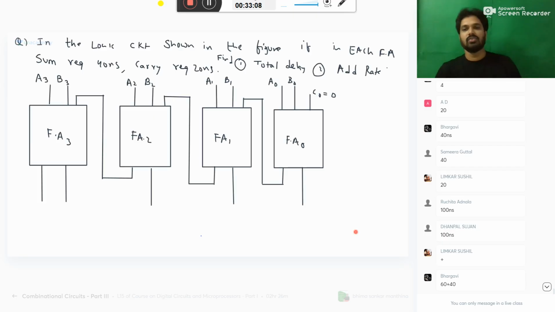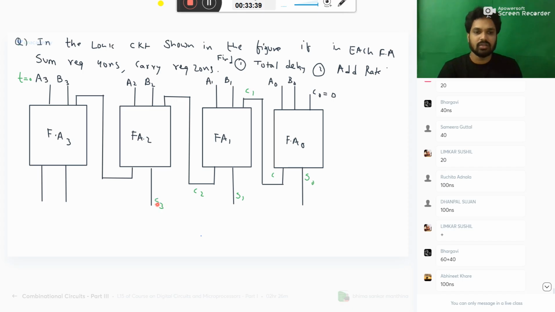Now come here. So those who have doubt in this delay formula, now it will get clear. Just understand carefully. At time t equal to 0, you applied A3, B3, A2, B2, A1, B1, A0, B0. So at time t equal to 0, you have applied this A and B. Then at what time you get this sum? At what time you get this carry? It is S0 and C1, S1, C2, S2 and C3, S3 and C4.